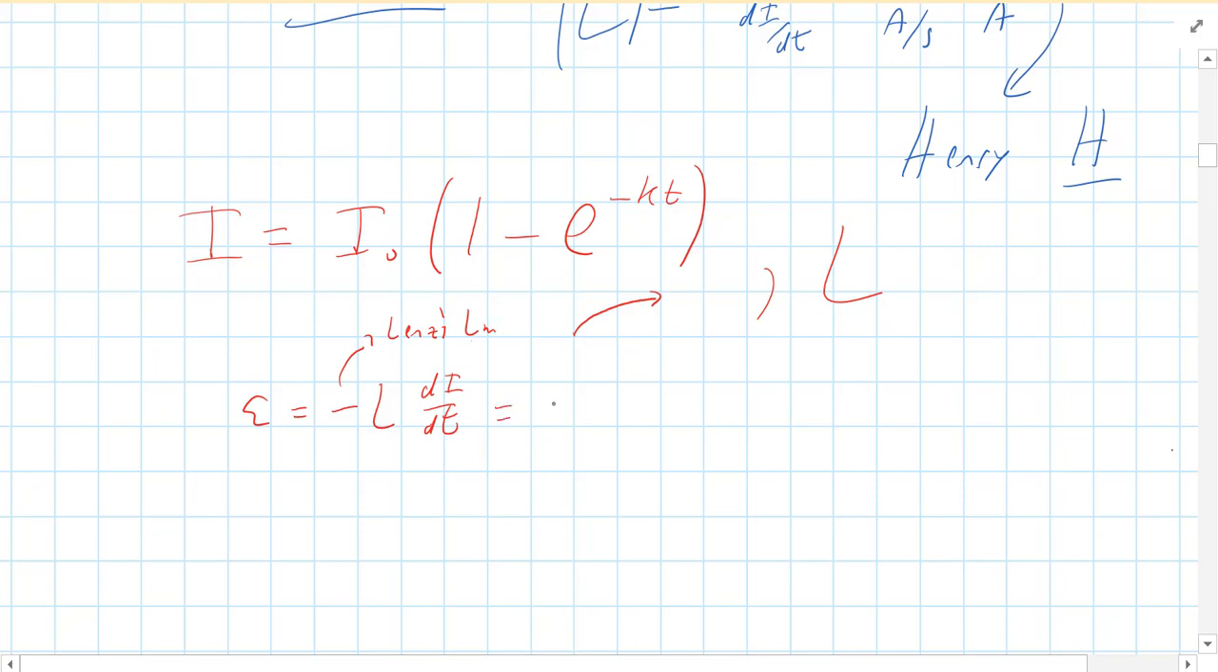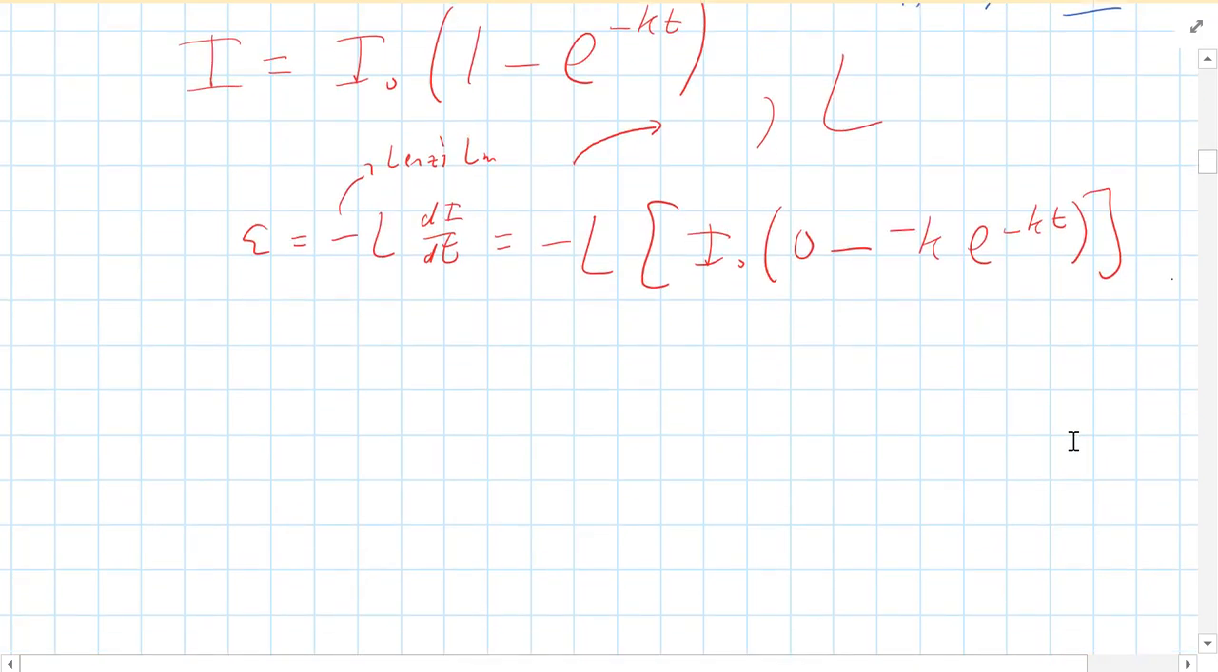All right, so we have negative L times the derivative of I, which is I naught times the derivative of 1, which is 0, minus the derivative of e to the negative kt, which is negative k e to the negative kt. Now, how many negatives do we have in that? 1, 2, 3. If you multiply them all out, you get a negative, and you get L I naught k e to the negative k times t. So that would be the voltage as a function of time.